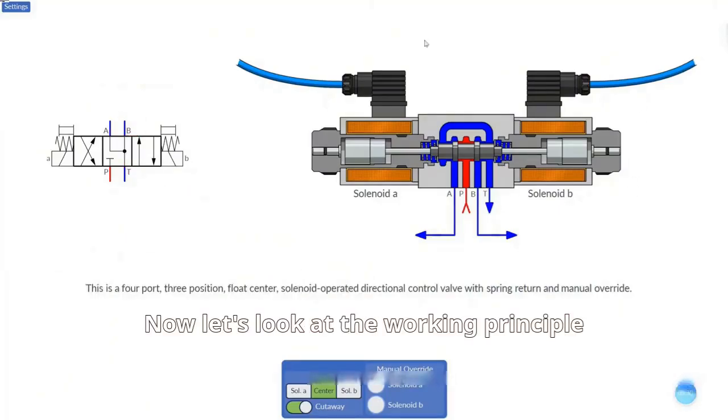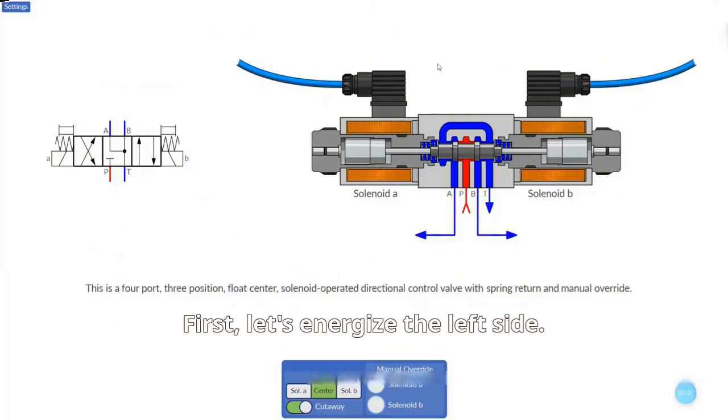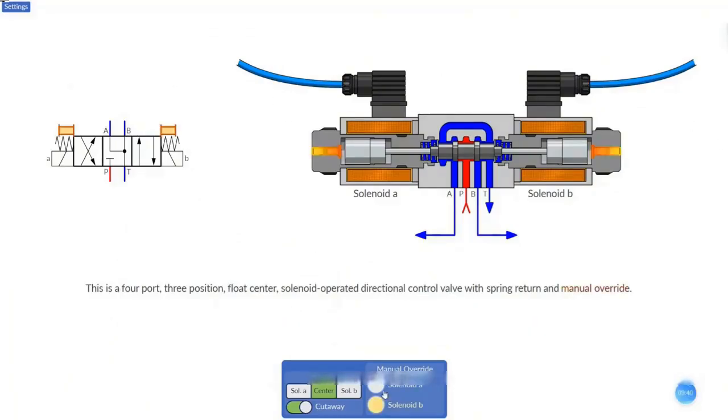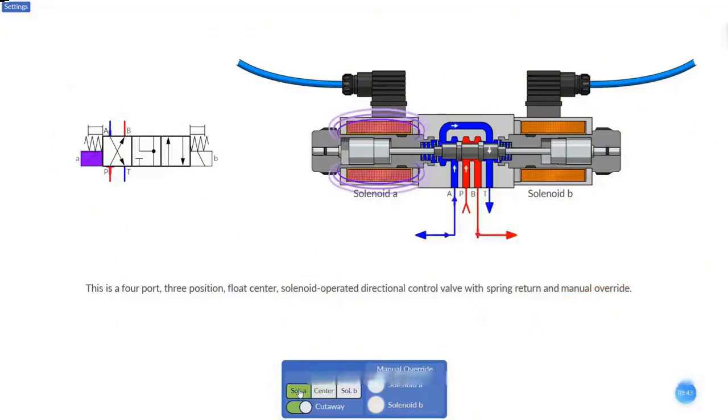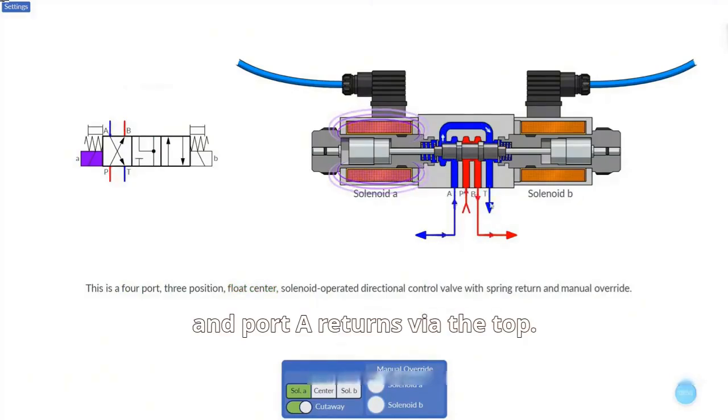Okay, now let's look at the working principle. First, let's energize the left side. Take a look. Energize the left side. The coil is energized, and the valve switches left. This means P connects to B, and it returns to tank. The oil here, as you can see from port P, flows to B, and port A returns via the top.